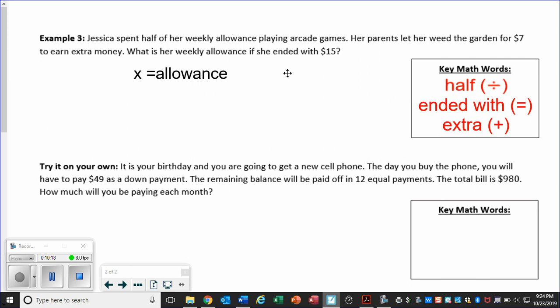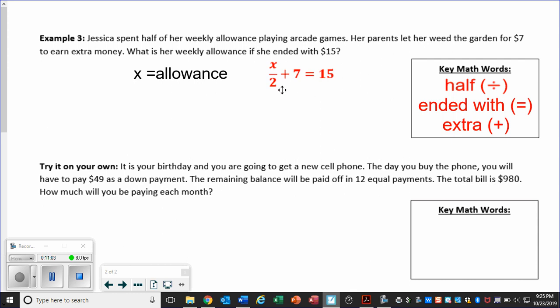So now I'm going to set it up. So if we take her allowance, which we now have said is X, and she spent half of it, she's taken half away. So that means to find half of it, we're going to divide it by 2. But then she earns extra money, so plus the $7. And doing all of that stuff, in the end, she'll just have 15. So what that looks like is just X over 2, because that's how much she'd have after spending it at the arcade, plus the 7 the parents gave. And she'll end up with her 15 at the end. Okay? So that's your equation.